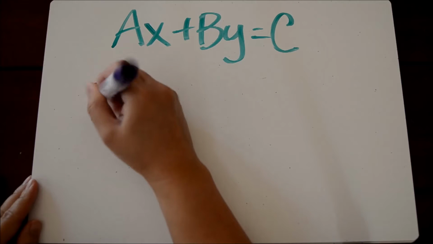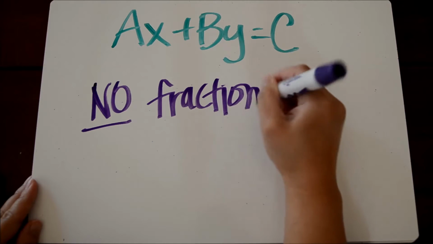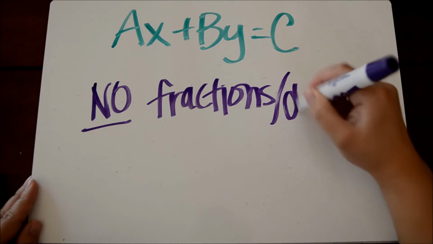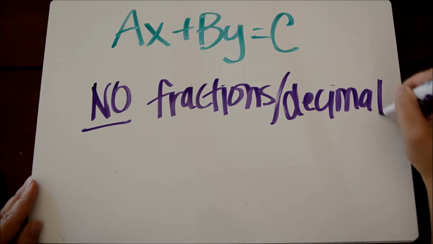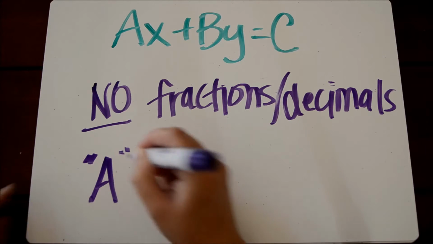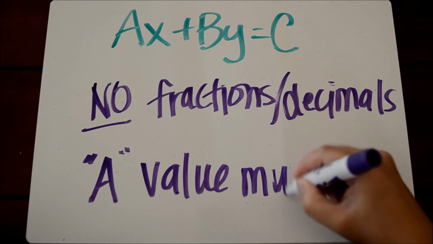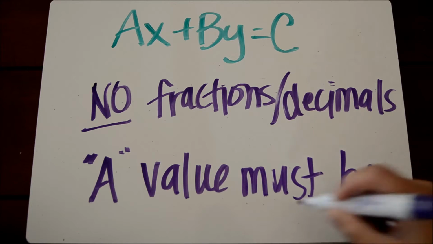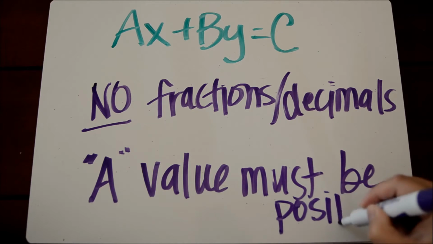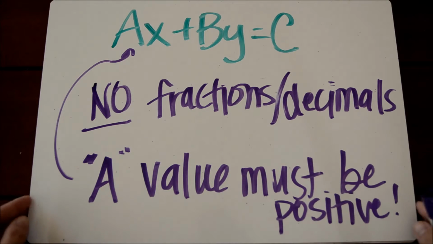There are 2 things we have to keep in mind when we're writing equations in standard form. First of all, we cannot have any fractions or decimals. And we'll talk about how we get rid of those once we get to our examples. The second thing we have to keep in mind is that our a value must be positive. So we don't really care if the b value or c value are negative or positive, but the a value must be positive. Let's take a look at our first example.